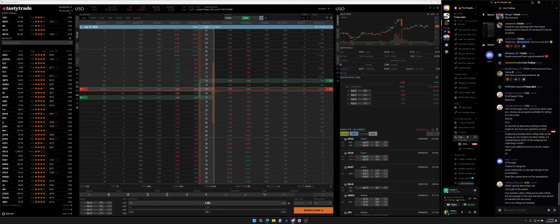Next question: when rolling, are you also rolling the winning leg? In this case, the short put spread, to maintain the structure. Sorry, not rolling, but reselling. Wait, sorry. Can you explain what you mean there?